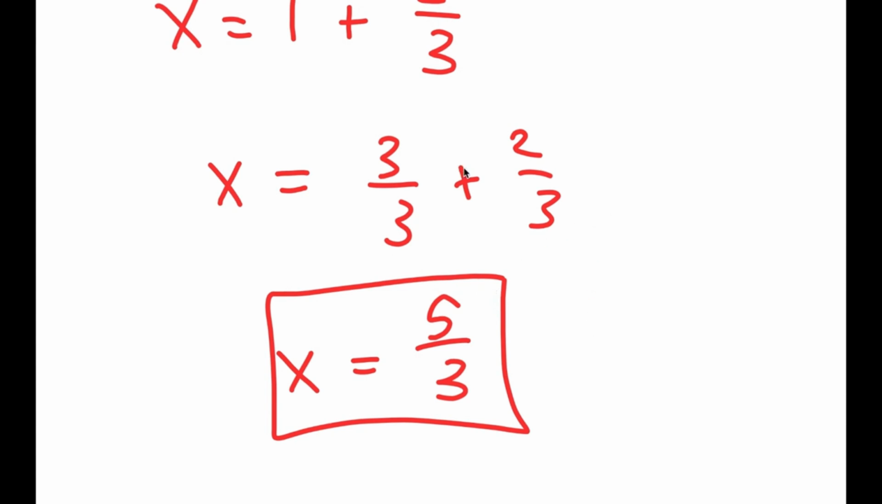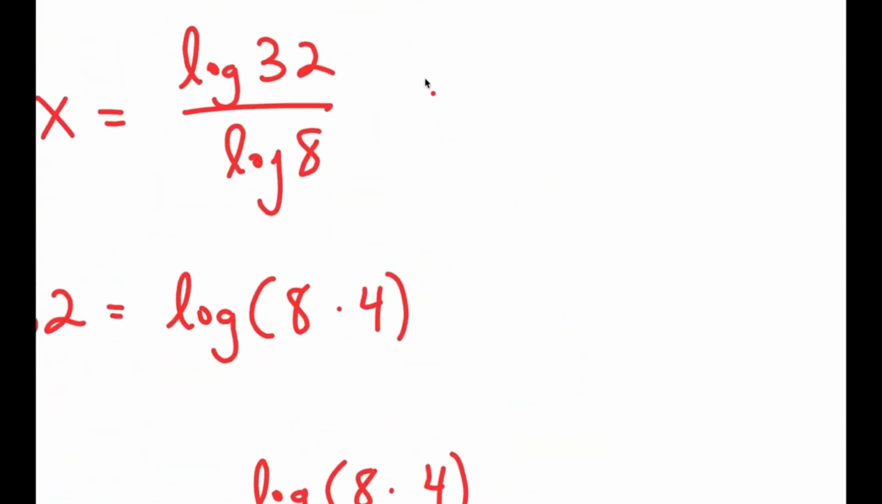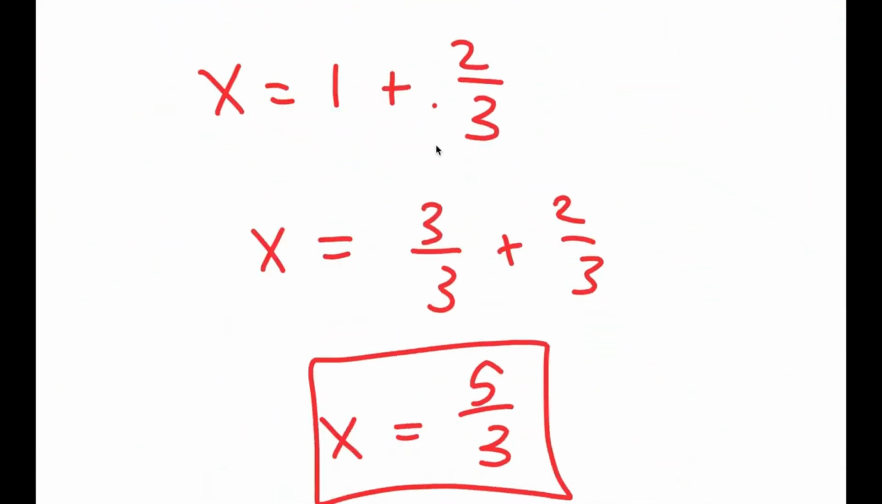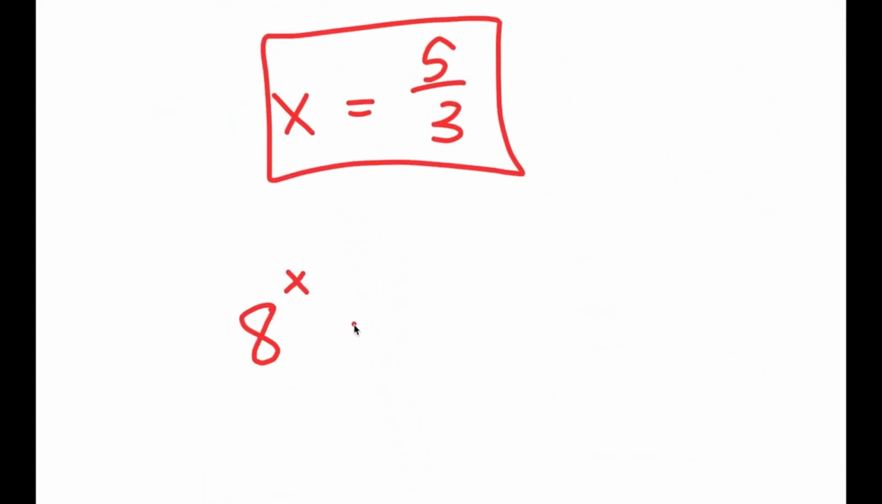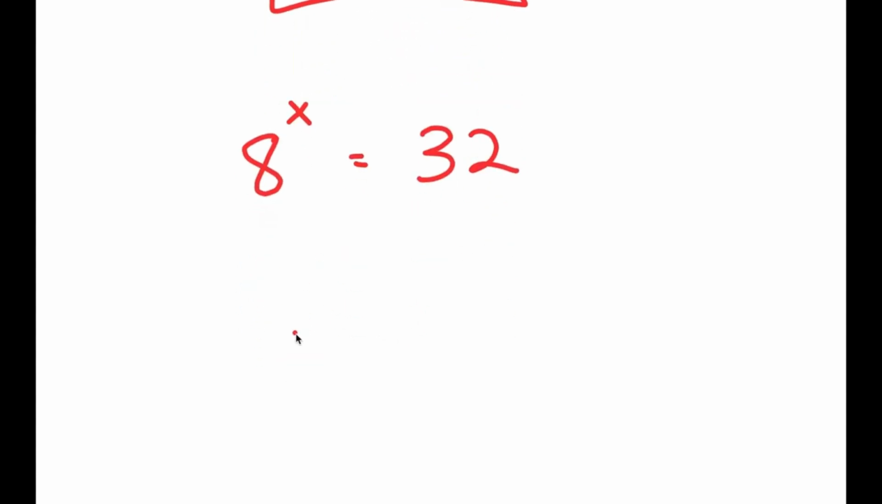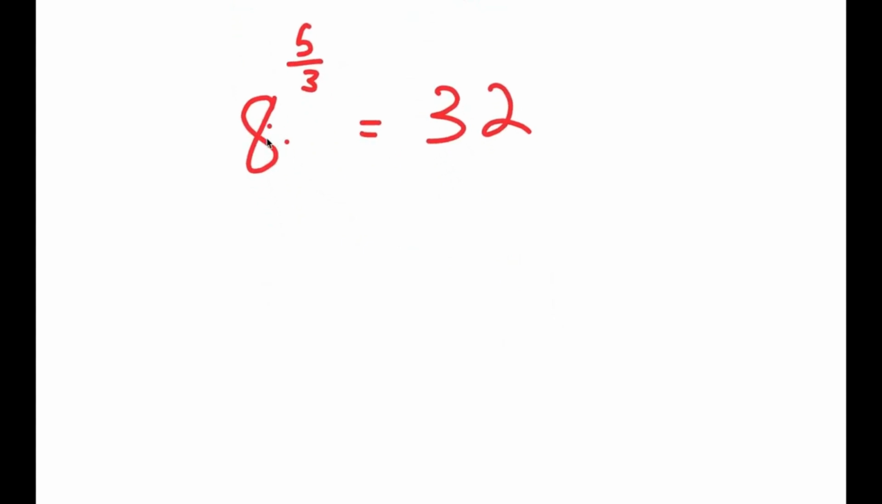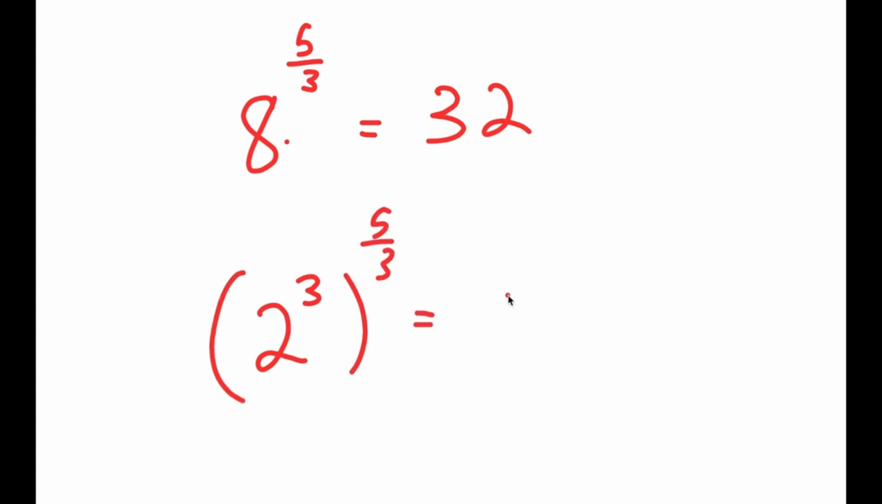Now, how do we know that this is the right answer? So, going back, we have 8 to the power of x equals 32. And we're plugging in 5 over 3. So we get 8 to the power of 5 over 3 is equal to 32. Now, 8 is the same thing as 2 to the power of 3. So I get 2 to the power of 3 to the power of 5 over 3 is equal to 32, and 32 is the same thing as 2 to the power of 5.